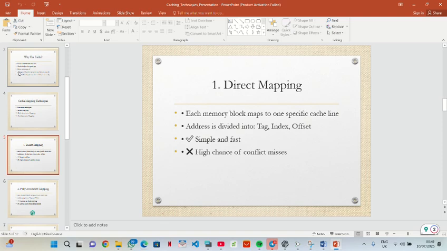Direct mapping. In direct mapping, each block of memory can only go to one specific cache line. The address is split into three parts, which are a tag, an index, and an offset. It's simple and fast to implement, but it has a major drawback. If two memory blocks map to the same line, you get a lot of conflict misses, even if the cache isn't full.